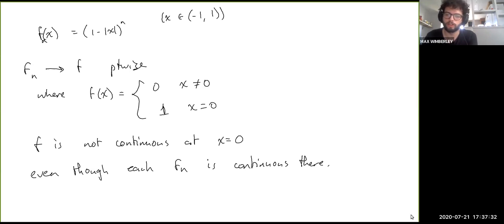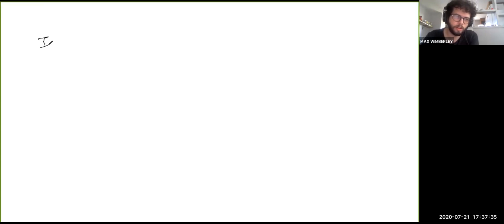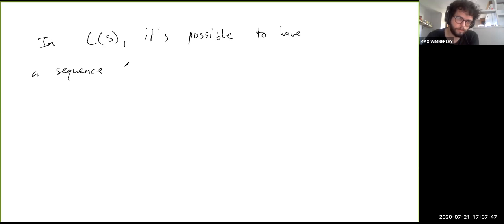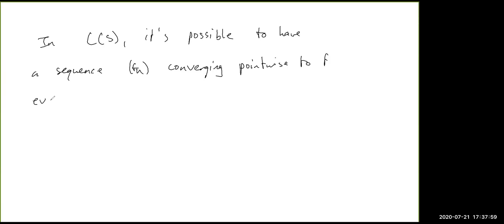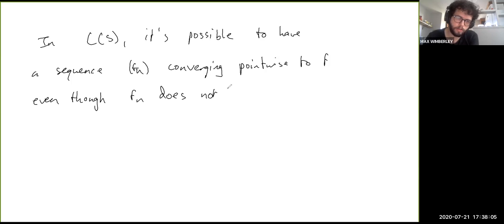And so what I was trying to show is that in C of S, it's possible to have a sequence Fn converging pointwise to F, even though Fn does not converge to F as a sequence in C of S.